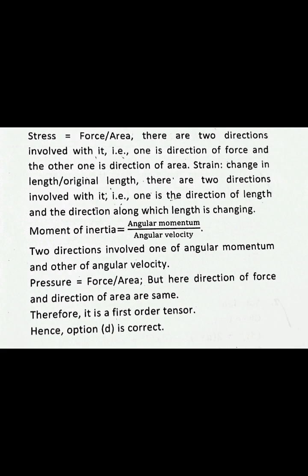Then the next is the moment of inertia. Moment of inertia means the angular momentum by angular velocity. Here also two directions are involved, that is one for angular momentum and another for angular velocity. Then the next term is pressure. Pressure is equal to force by area. Here also there are two terms, force and area, and force and area have a direction, but they both have the same direction. So here it is a first order tensor.